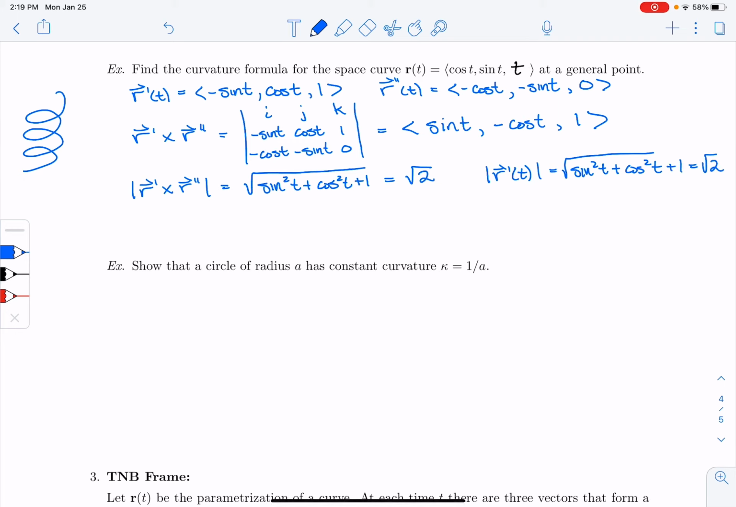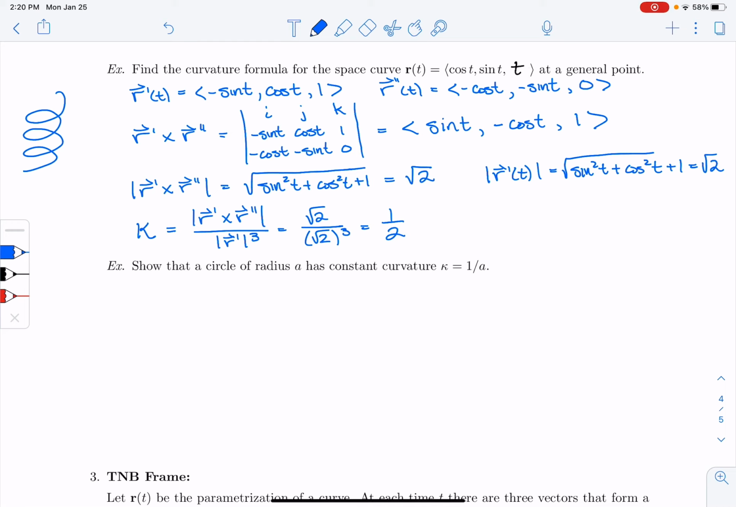And so kappa, which is our curvature, is the length of r prime cross r double prime divided by the length of r prime cubed. So that's the square root of 2 divided by the square root of 2 cubed. And so that's in fact 1/2. So the curvature of this helix that we've looked at before is in fact 1/2.